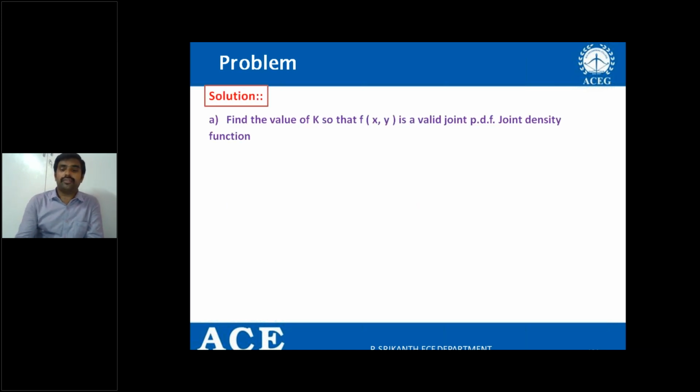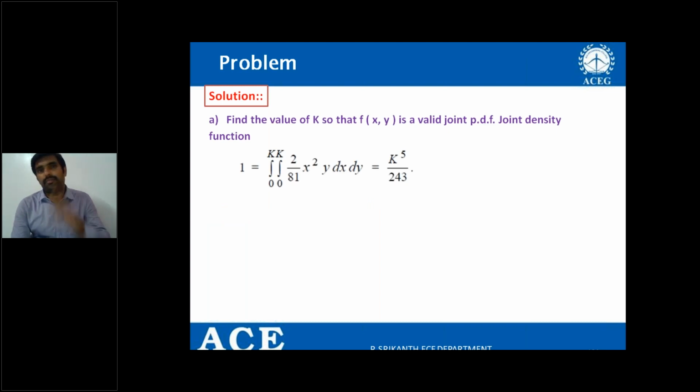What is the property here? The second property of density function says that the total area equals 1. So therefore, if I take the same relation, integral 0 to k, why? Because the limits for x and y are 0 to k. Integral 0 to k, integral 0 to k, the function is 2 by 81 x square y dx dy, right? So here, if I derive the value for k, it is giving the value 3. Am I clear? Right? So this is the way to solve the problem.